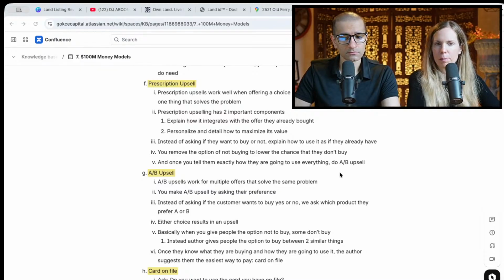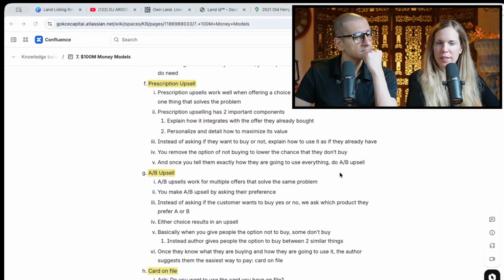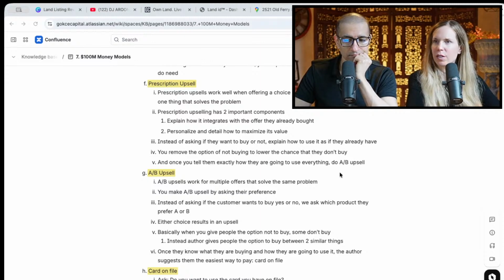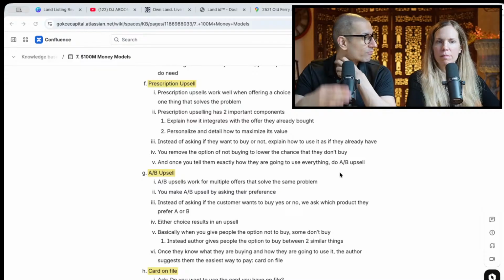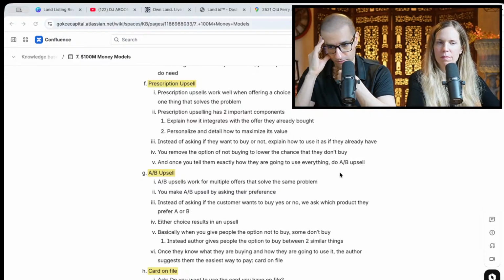I think like in a supplement example, if you sell 3 supplements and 2 are geared toward men and then you have a woman come in, you wouldn't be able to sell 2 of the 3 options to her, right? Prescription upsells work well when offering a choice is inconvenient. What does that mean? As in offering one of the options. Okay, I got confused by the word choice. Offering an option is inconvenient.